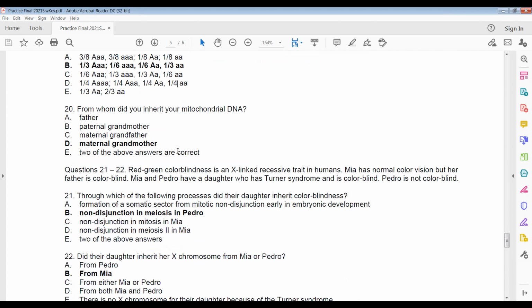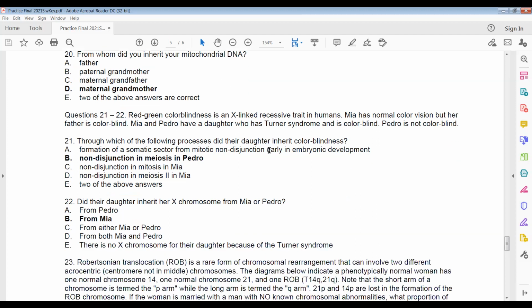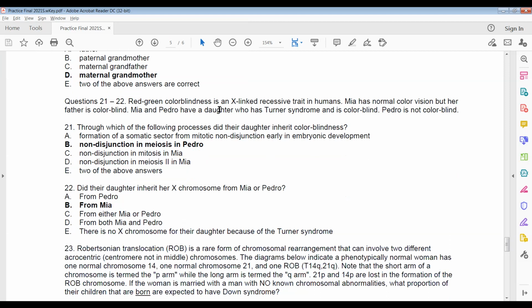All right, number 20. From whom did you inherit your mitochondrial DNA? That's obviously the maternal side. You inherit the mitochondrial DNA from your mom and from your maternal grandmother. That's easy. This next one is a combined problem. It's not that straightforward, but once you understand the combined points, it's not that hard to figure out.